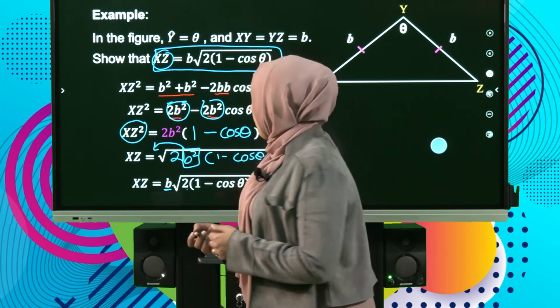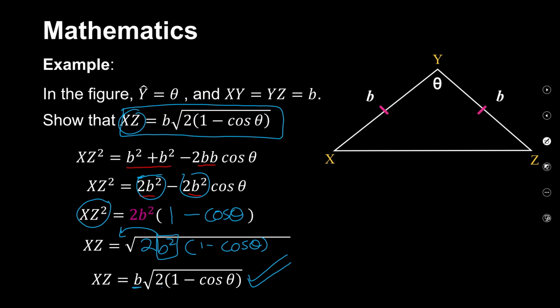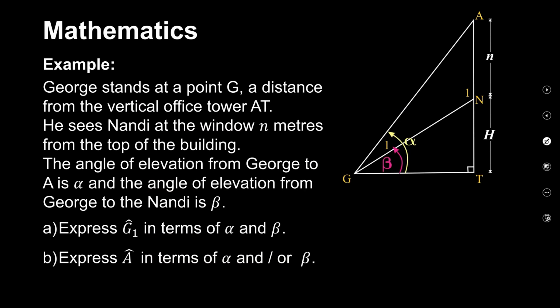Let's try another example. Okay, so George says that the point G is a distance from the vertical office tower AT, and he sees Nandi at the window at n meters from the top of the building, so that's that height. And the angle of elevation from George to A is alpha, so this big angle here is alpha. And the angle of elevation from George to Nandi is beta, which is that angle there.